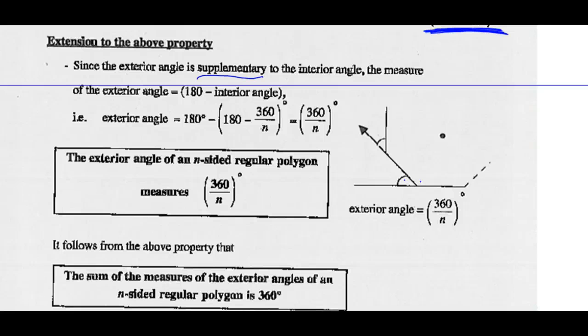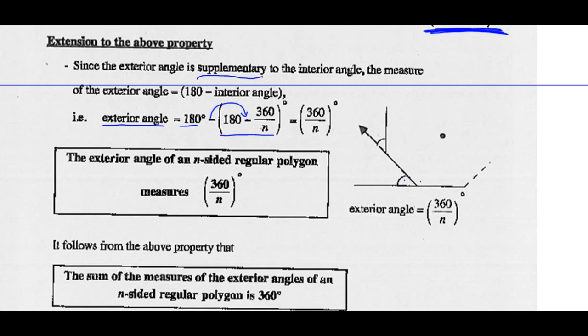So to find the measure of the exterior angle, 180 degrees, that's the angle along a straight line. Subtract our interior angle, we just did that from up above, and we get 180 minus 180 is 0. 180 minus a negative. Minus this negative makes it positive 360 over n. All right.